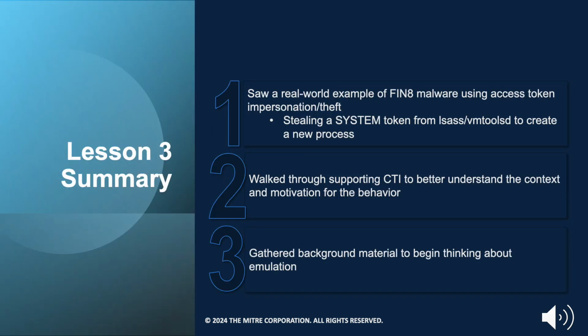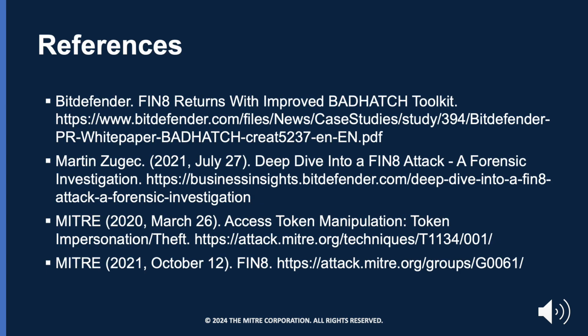We have reached the end of Lesson 3. In this lesson, we looked at how FIN8's BADHATCH malware performed access token impersonation and theft. We saw that it used PowerShell to steal a SYSTEM token from LSASS or VMTools-D and use it to create a new malicious process. We looked at various CTI articles to better understand the FIN8 campaign surrounding the behavior and to see how the access token manipulation fits in. Using this background material, we can start thinking about how we would emulate the access token manipulation portion of the FIN8 campaign in the next lesson. For more information, please see the following references.